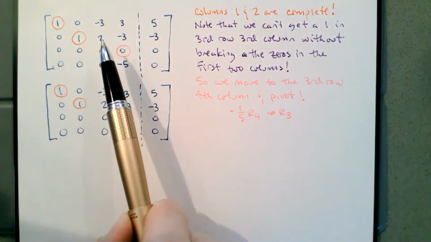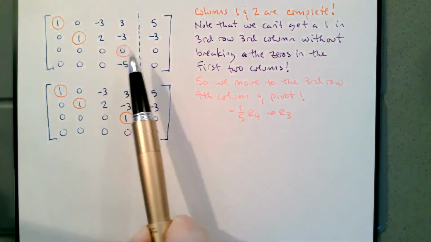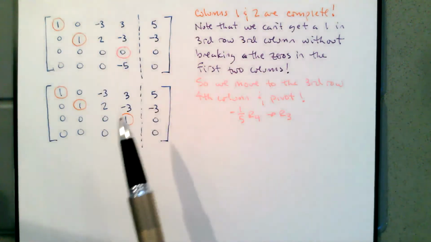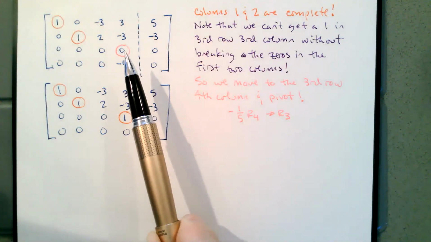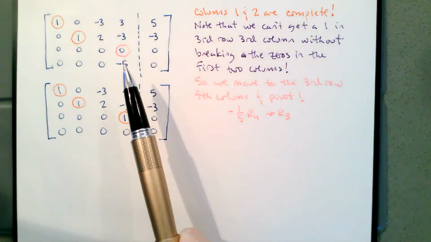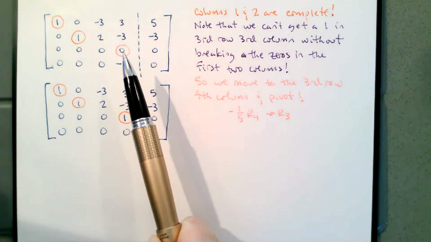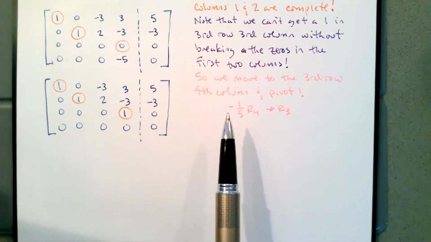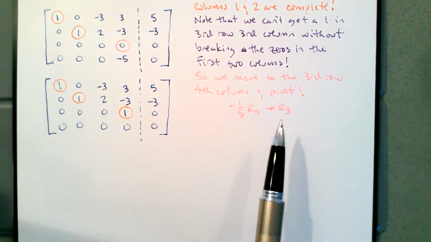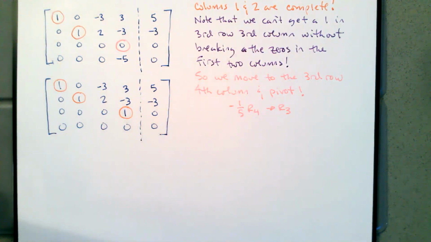So instead of trying to make a pivot in the third column, I just moved to the third row, fourth column and try to pivot there. In this case, I look down below, and if I move the -5 up into the third row, if I switch row 4 and row 3, I can put a 1 in the third row, fourth column, and so that's where we're going to make our next pivot. I'm just going to do -1/5 times row 4 and put that into row 3, and so now I have a pivot in the fourth column.